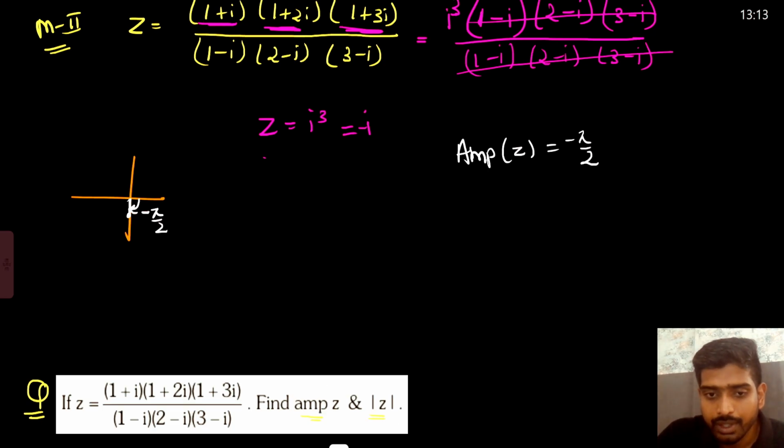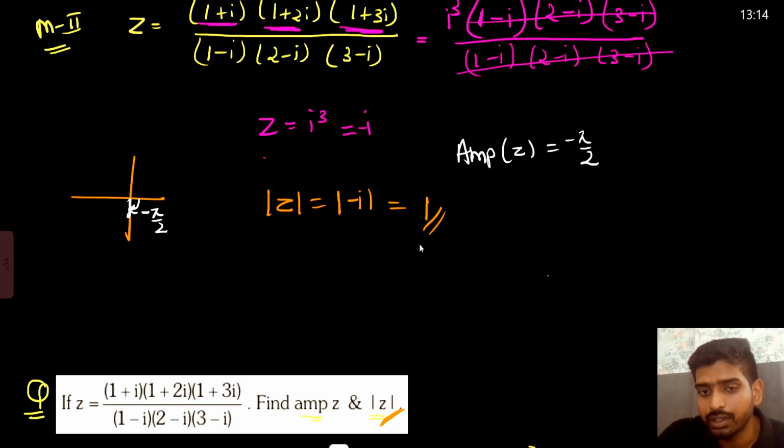Now next they want the modulus, right? What is the modulus of the complex number z? So the modulus of z will be equal to the modulus of minus iota. The modulus of minus iota will be equal to 1. Got it? So we easily found it by method 2. Now come to the next question.